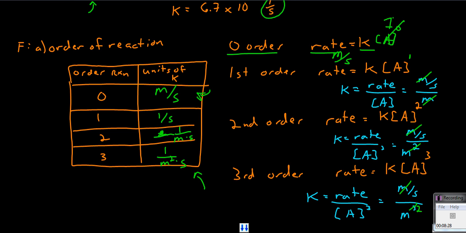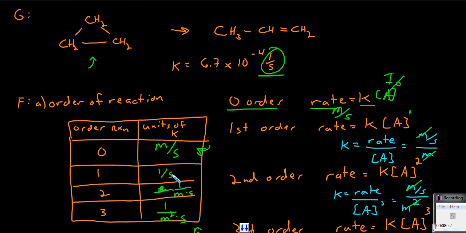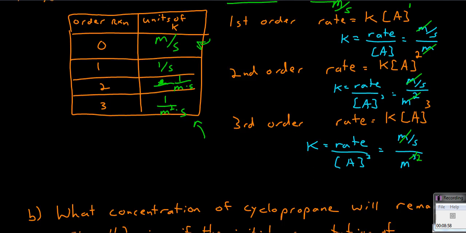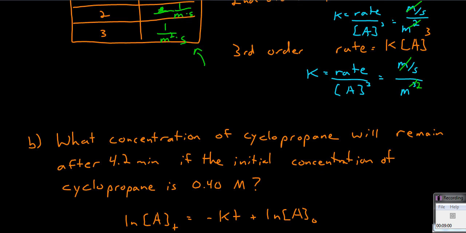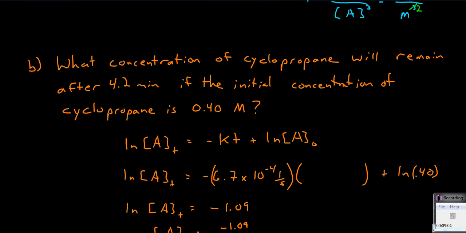Okay, so what is the order of this reaction then? Our units are 1 over second for the rate constant, hence it must be a first order reaction. Hence, to solve the next several problems, we'll be using the first order equations instead of the 0 or second order equations, which we'll go over soon.